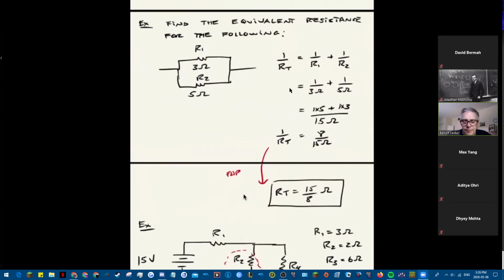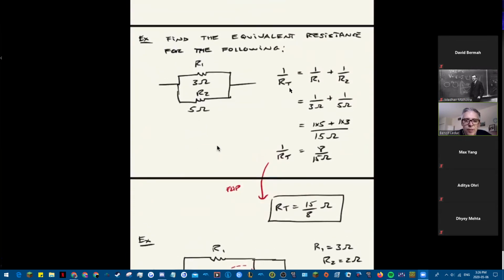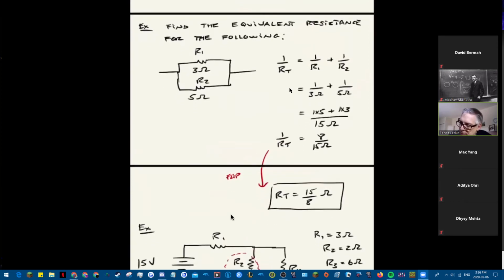So here, going up. The equivalent resistance for this one is 15/8. Okay, let me go a little bit up here.